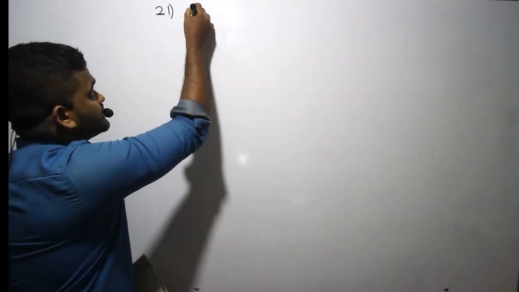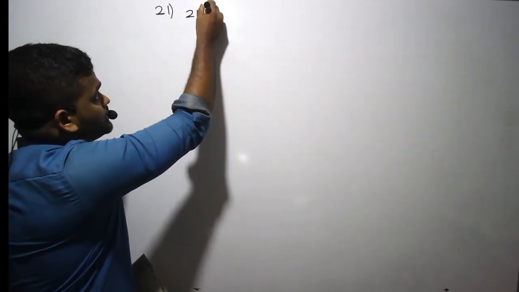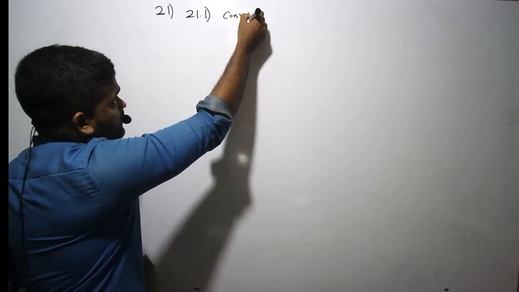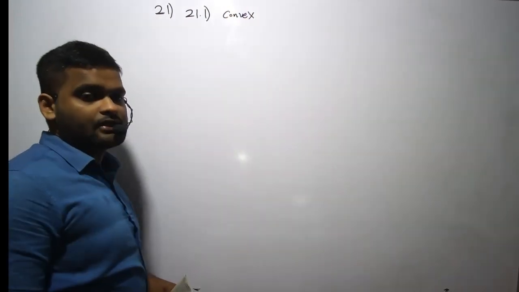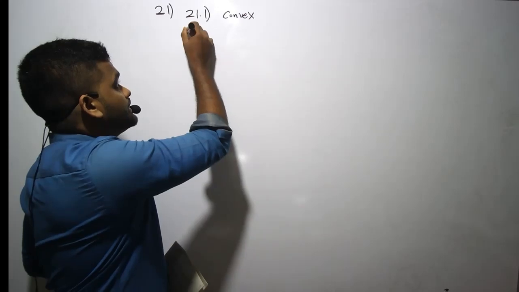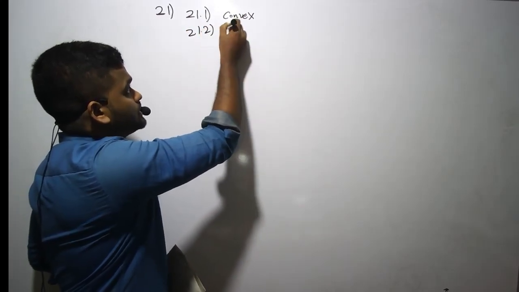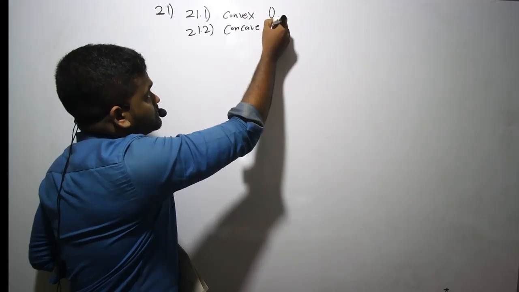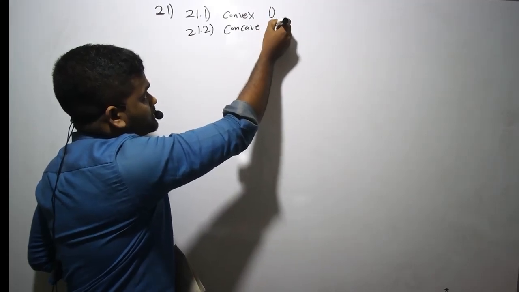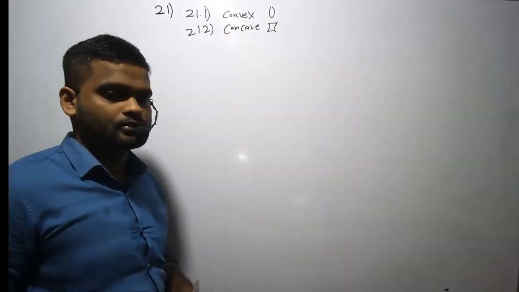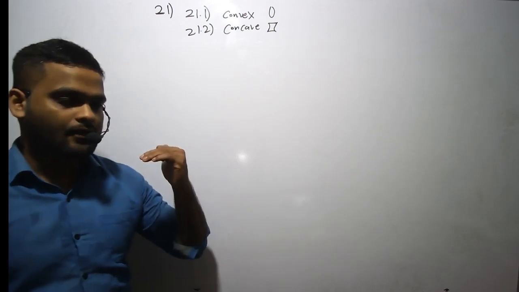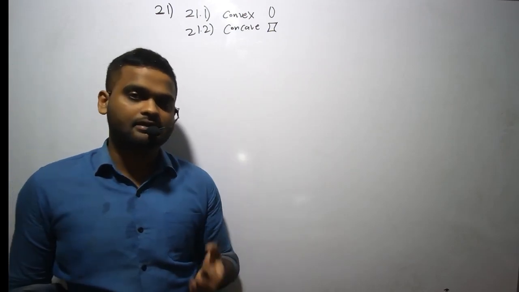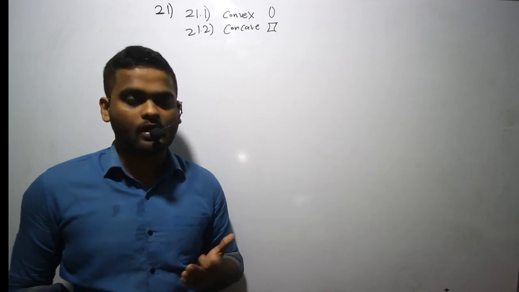So let's say that is 21.1, convex lens. We are going to find the focal length of a convex lens, then 21.2, concave lens. So that is what we are going to do. We are going to find focal length using actually a graphical method here, which will be more accurate.